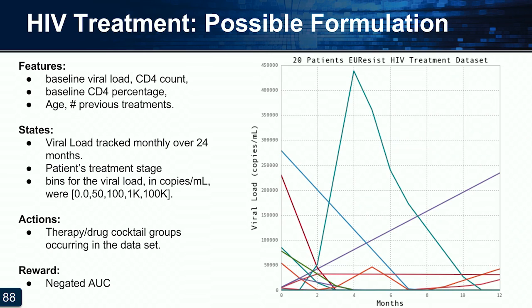So you don't want to give things that might block off 90% of future treatments too early. You have to do it in stages, and the reward could be a negated area under the curve. You want to keep that as low as possible, and now you're going to learn over that data. This formulation means you don't do experimentation on patients, but you can look at past data and learn on top of that.